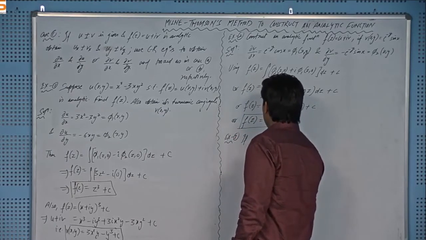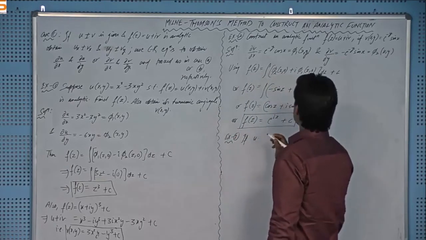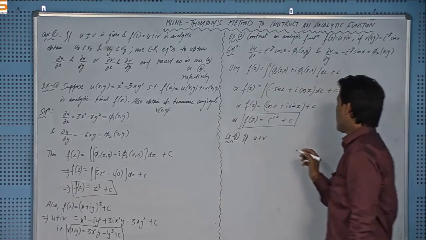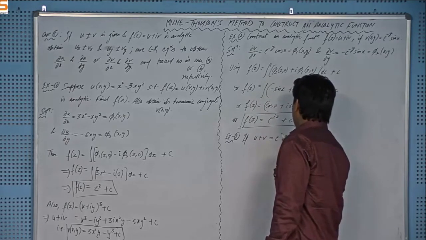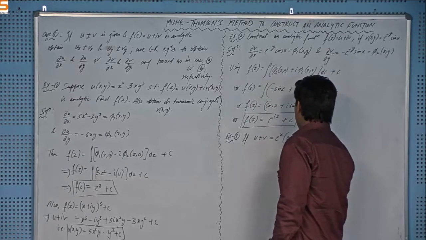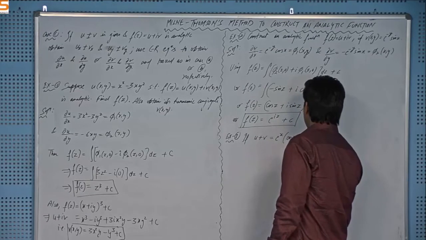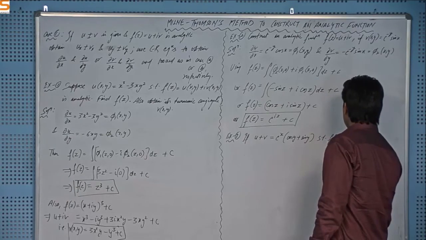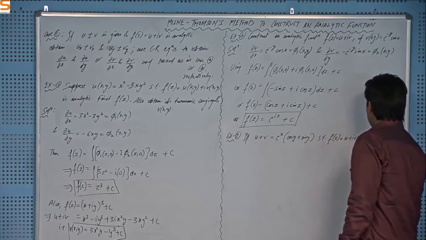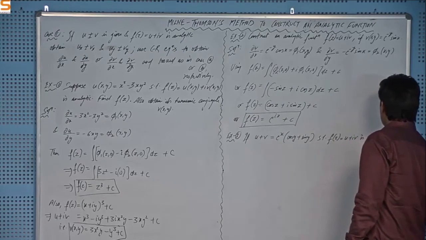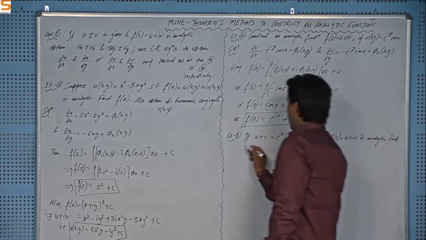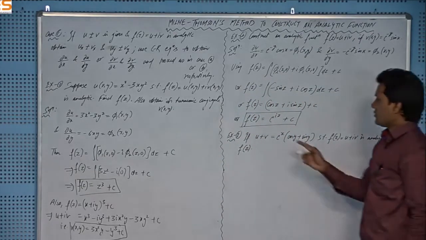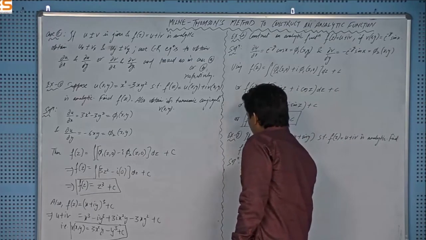If u plus v, let me take u plus v or u minus v. Okay, we will take u plus v, right? u plus v equal to e to the power x (cos y plus sin y), such that f(z) equal to u plus iota v is analytic, right? Find f(z). Okay. So a relationship between u and v is given, and their sum is given.